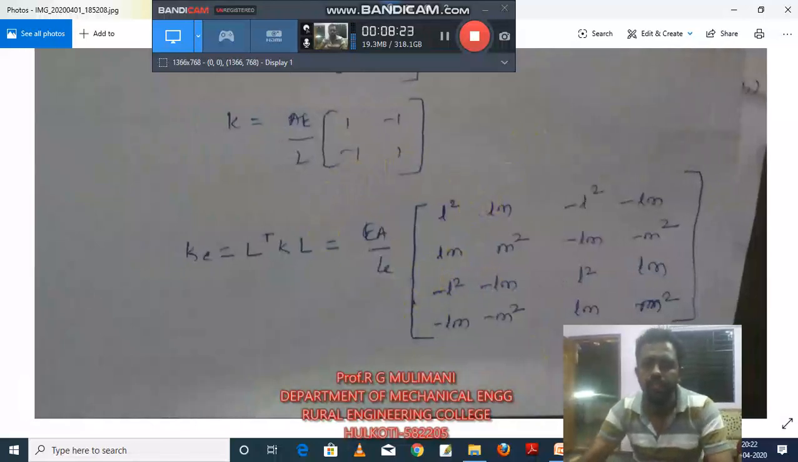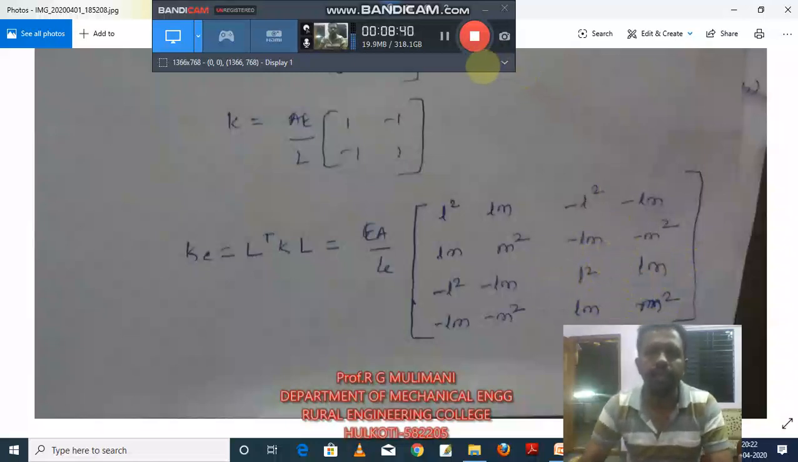And this is the stiffness matrix for the truss element, EA by LE, L square, LM, LM, M square. The 4 same values are repeated here with the negative sign. The same 4 elements here, the same 4 elements here with the positive values. Okay, thank you.